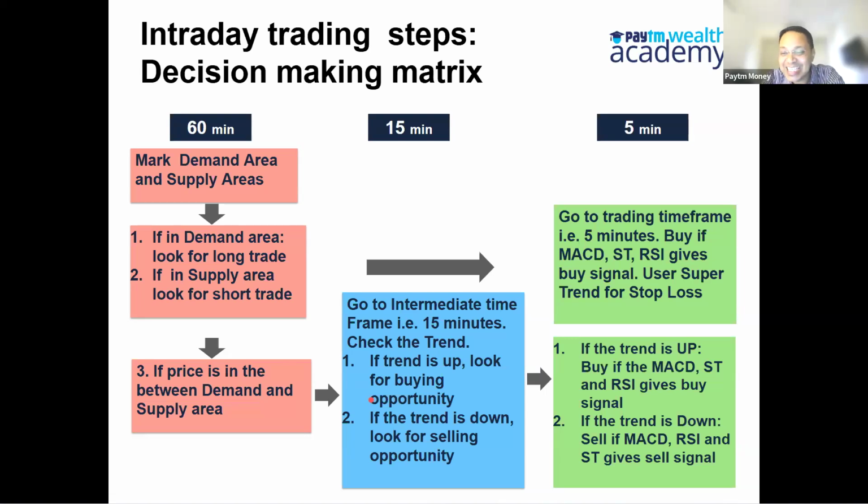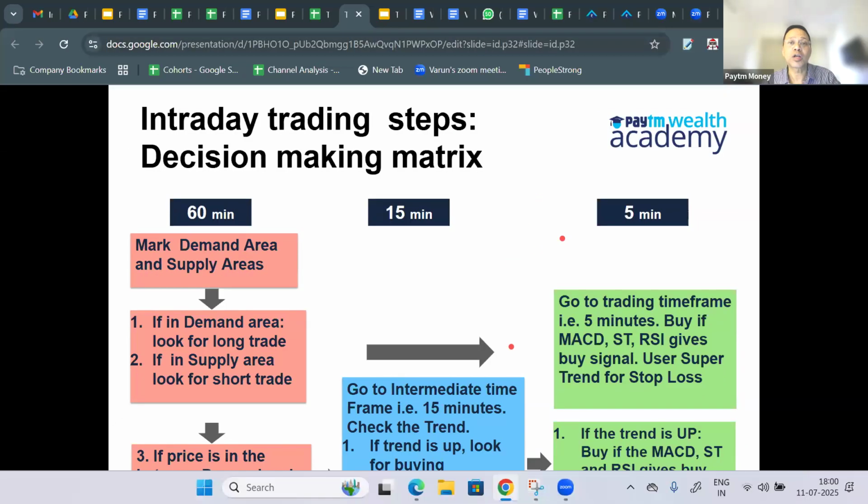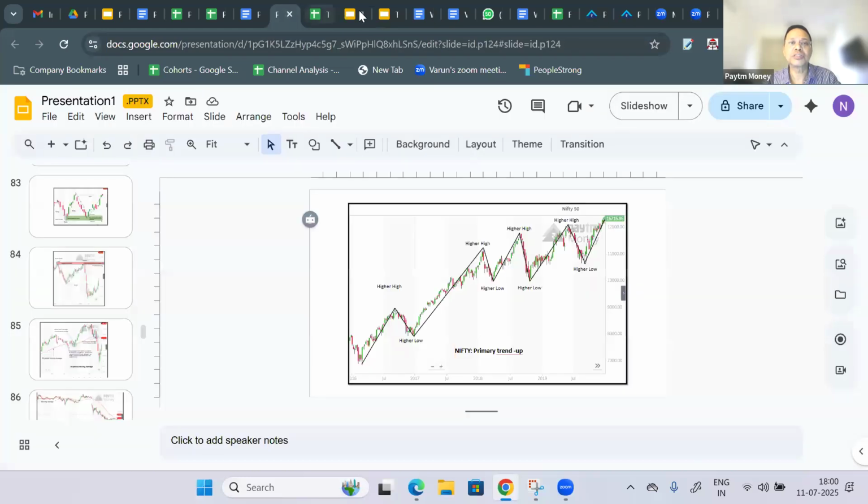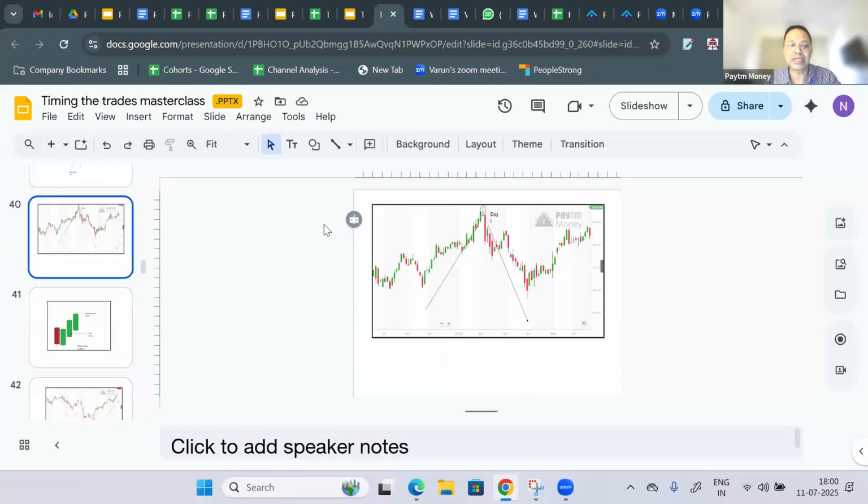What about option trading? Option trading will be coming up very soon. I don't have time now to cover option trading fully, but since you have asked me about it, let's talk about this one. I'm going to tell you something about option trading.